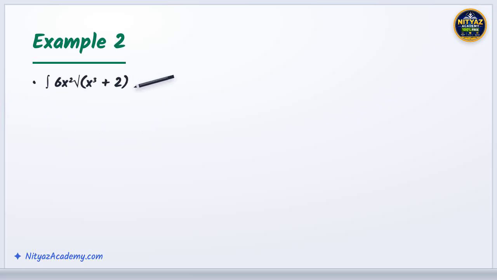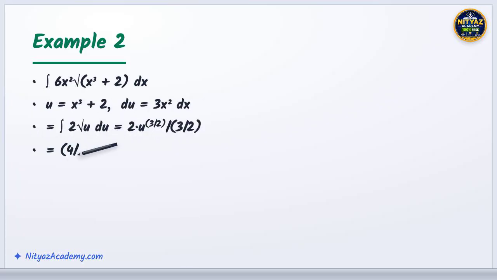Now integrate 6x squared times the square root of (x cubed plus 2). Let u equal x cubed plus 2, so du is 3x squared dx. Since we have 6x squared, that's 2 du. The integral becomes 2 times the square root of u du. Integrate to get 4/3 u to the 3/2. Substitute back: 4/3 (x cubed plus 2) to the 3/2, plus C.